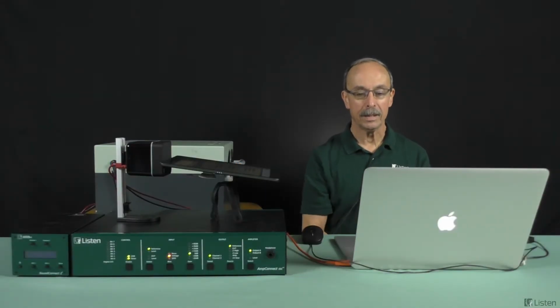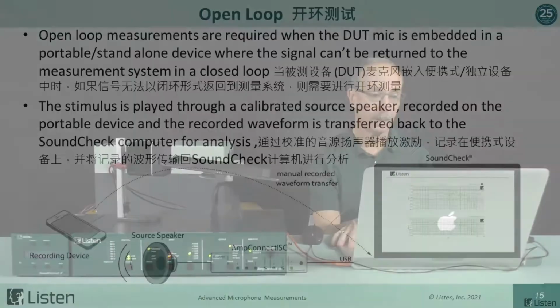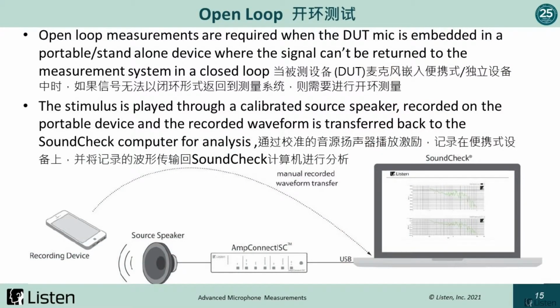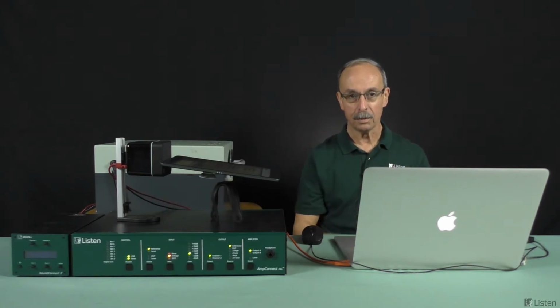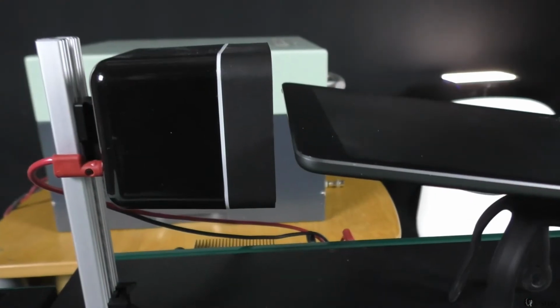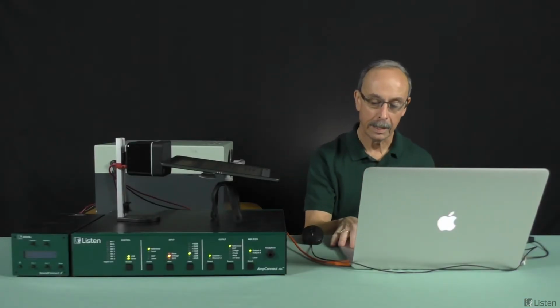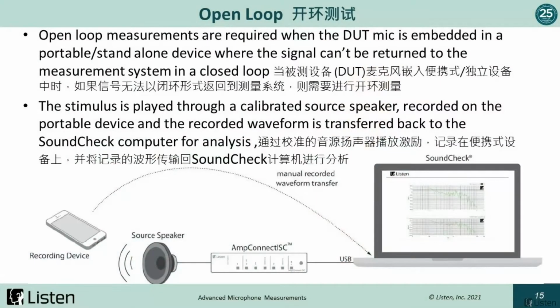Our next topic is open loop measurements. And open loop measurements are required when the DUT mic is embedded in a portable or standalone device where the signal can't easily be returned to the measurement system in a closed loop. So for instance, this tablet here, your cell phone, anything that has a microphone embedded in it. But if the device has the capability to record, then we're in luck because we can make a recording on the device and transfer that recording back to SoundCheck.